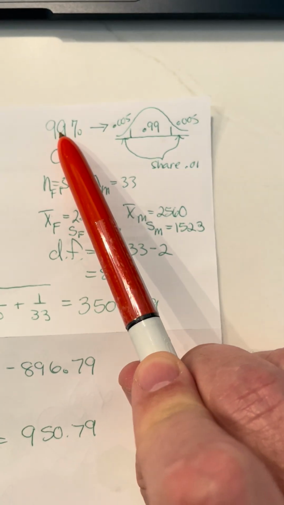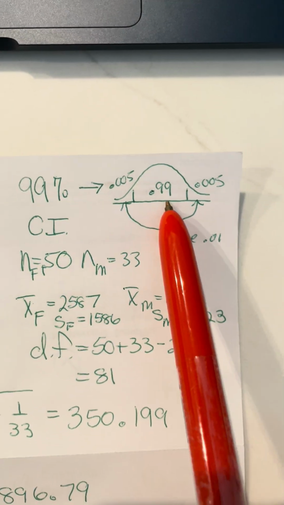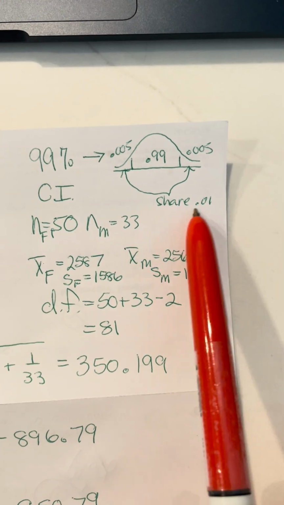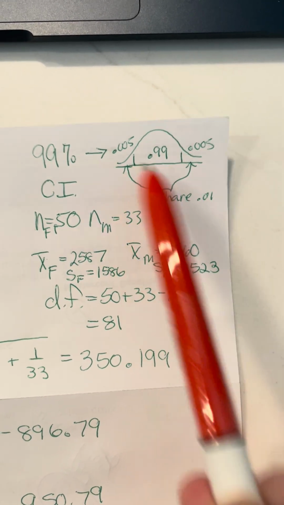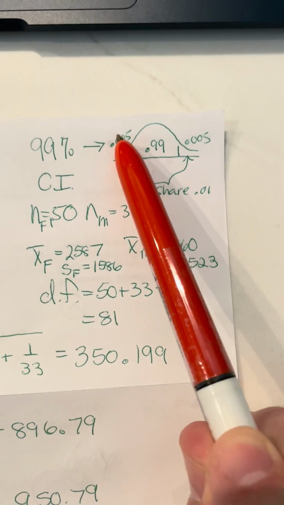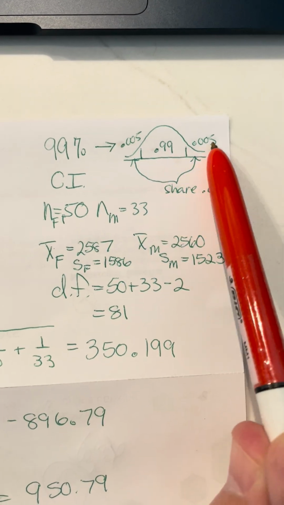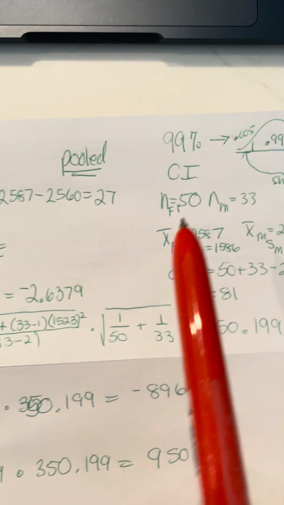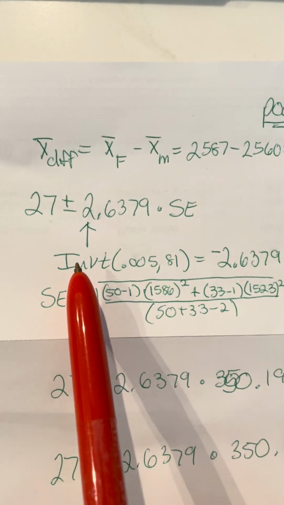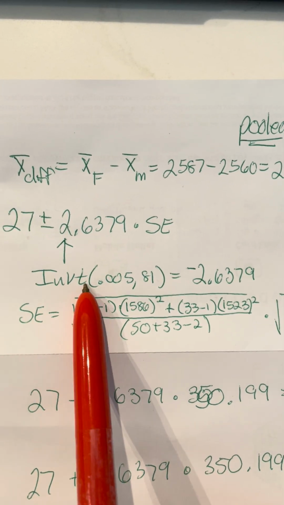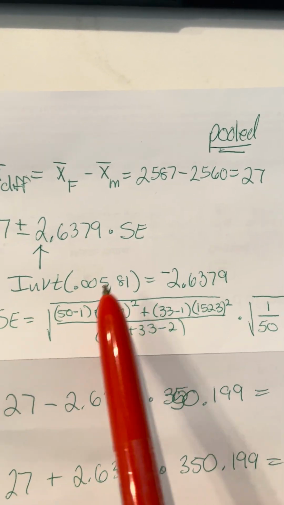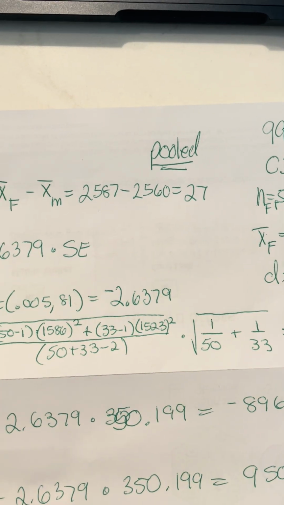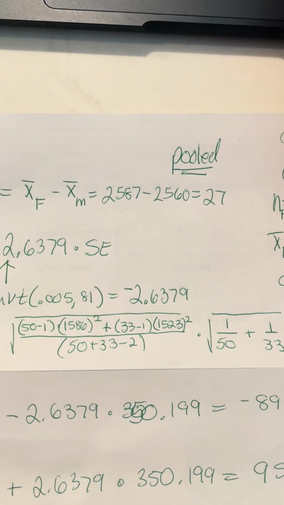Now let's see how we got this. We are dealing with a 99% confidence interval. So we're going to put 0.99 in the middle. That means that the two tails will share 0.01. So this tail and this tail are each getting half of 0.01, which means they get 0.005 and this side gets 0.005. Now, I'm going to take my graphing calculator and do INVT, so second vars INVT, 0.005, comma 81, and I'll get negative 2.6379.